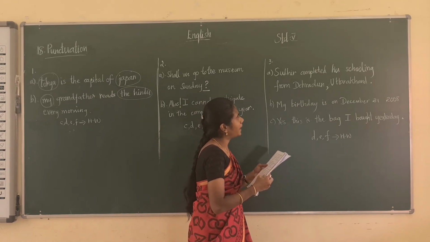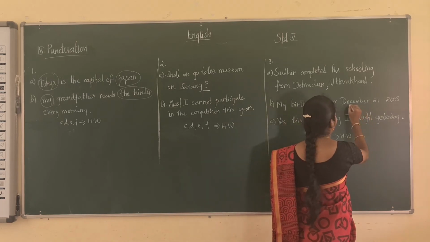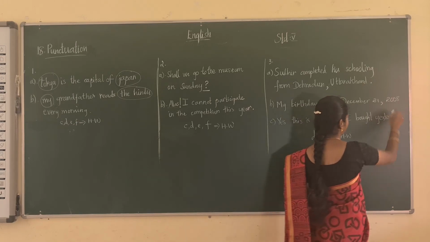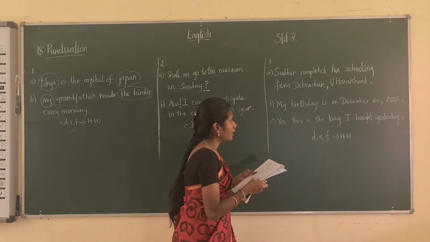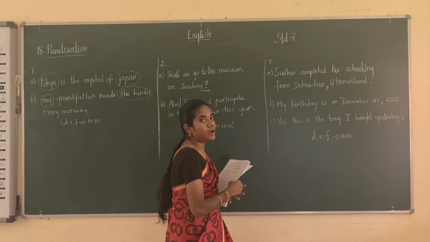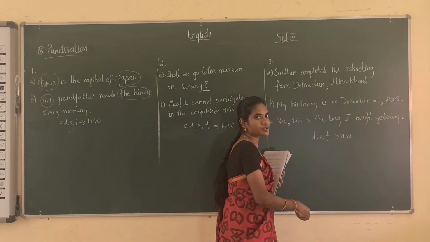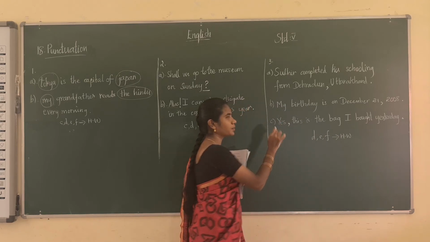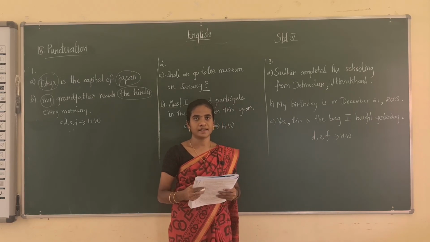See the next one, my birthday is on December 21, 2008. So after December 21 you have to put a comma, okay. Next you have to keep the full stop. See the next one, yes, this is the bag I bought yesterday. So in that, after yes you have to put a comma. Here they have already kept the comma, so no problem. After the word yes you have to put a comma, and the remaining things you have to do as the homework in the third exercise.